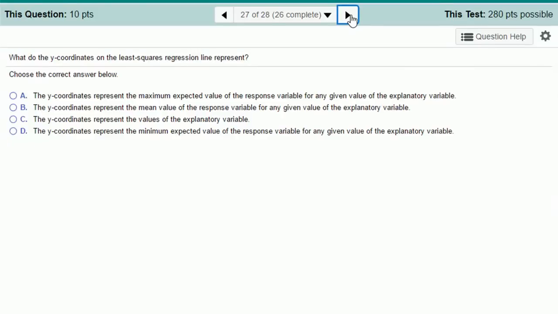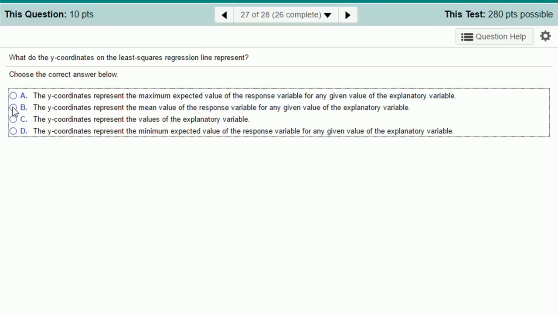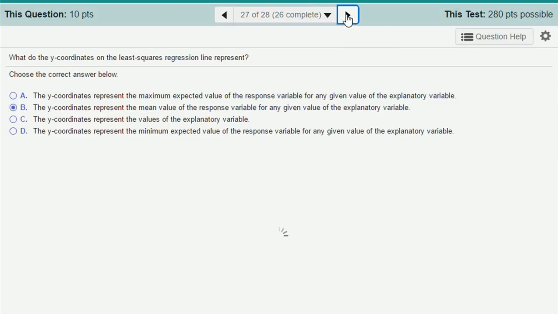What do the y-coordinates on the least squares regression line represent? The y-coordinates are the response variable. The y-coordinate represents the values in the response variable for any given value of the explanatory variable. That's the mean value of the response variable for any given value of the explanatory variable.